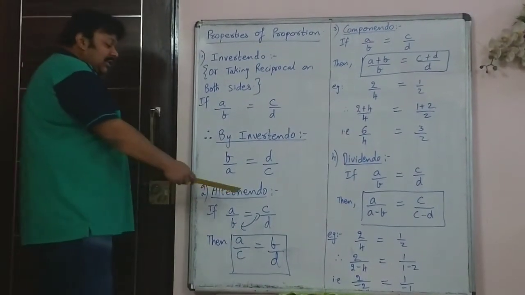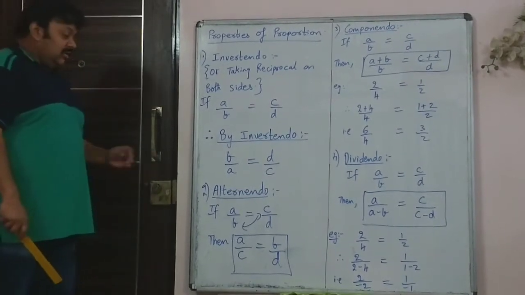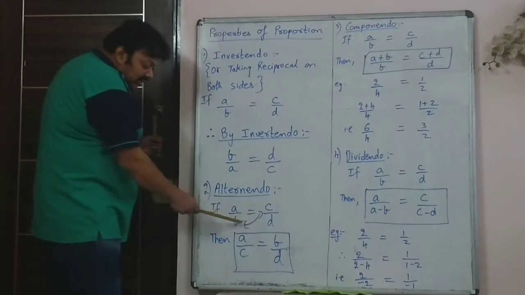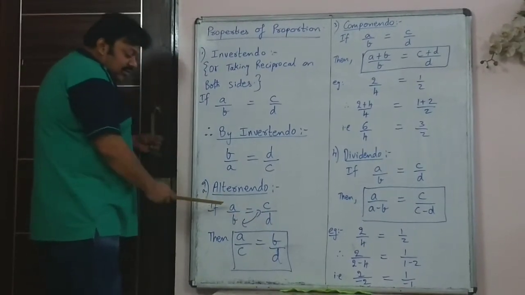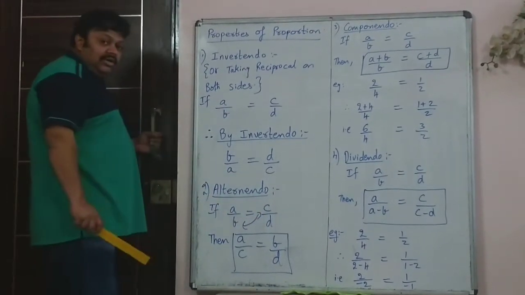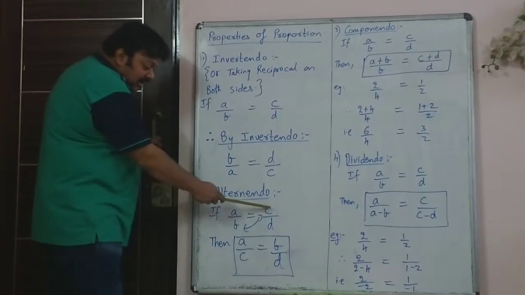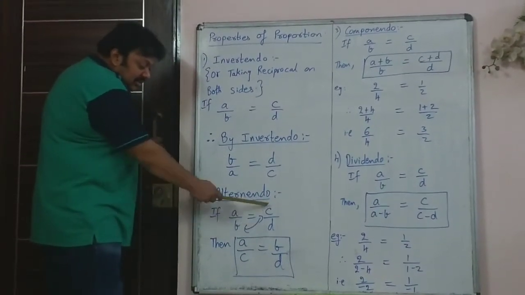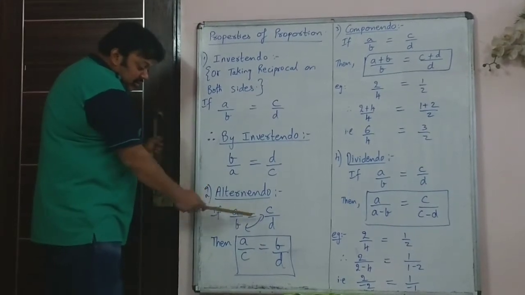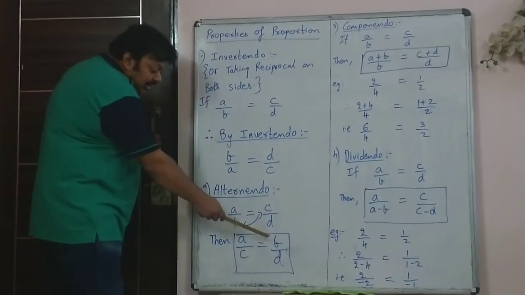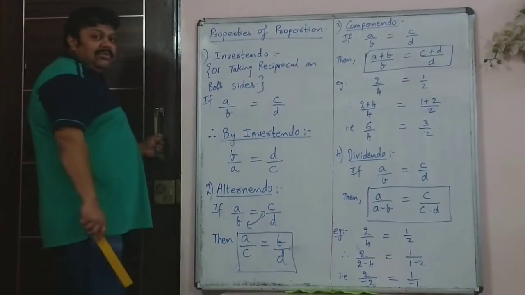Now the second property that you will be learning is alternando. In alternando, you can swap places. If you are given A upon B is C upon D, you can alternate B and C, and write A upon C is equal to B upon D. That is meant by alternando.